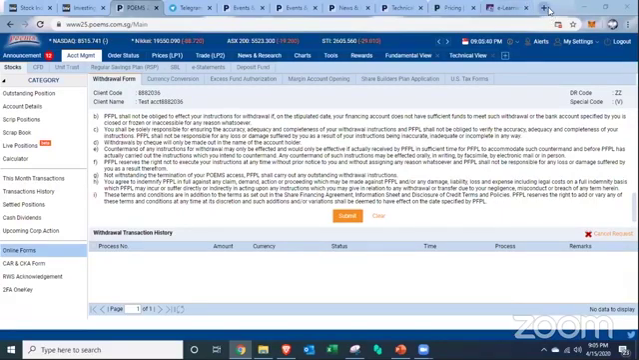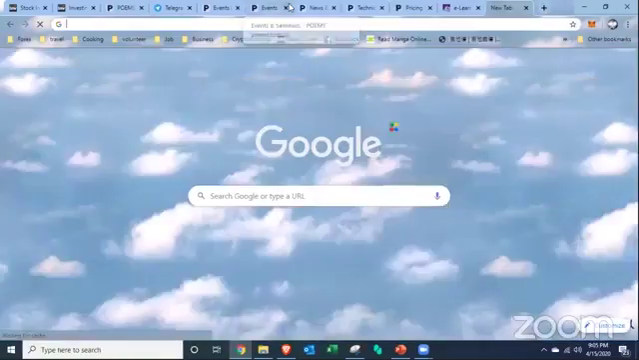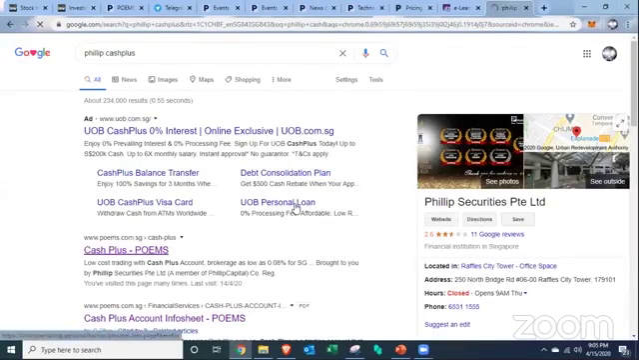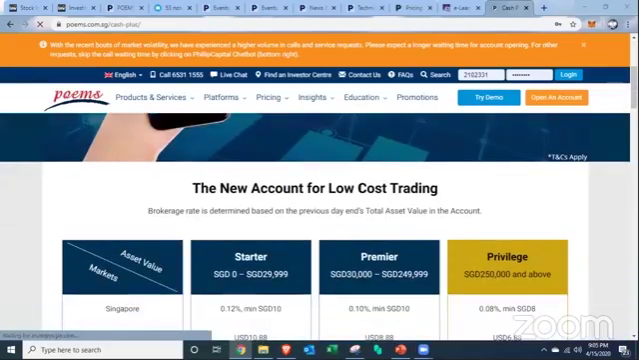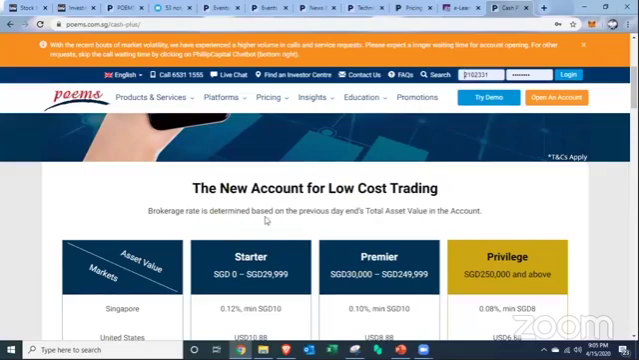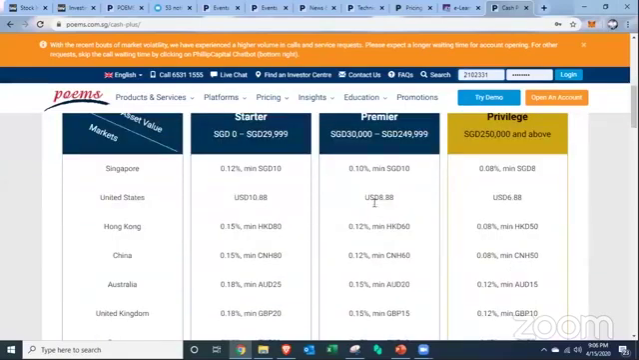Also, I think recently we have a new account called the Phillip Cash Plus account. With this account, you can enjoy much lower brokerage. The brokerage rate is based on the previous day's total asset value in your account. Let's say you have 20K of stock and 20K of cash, so you fall into the premier tier. You can see that the commission for this account is much lower compared to other account types.